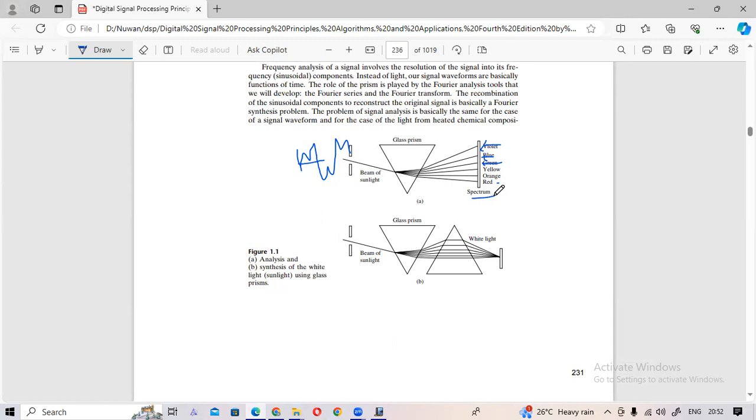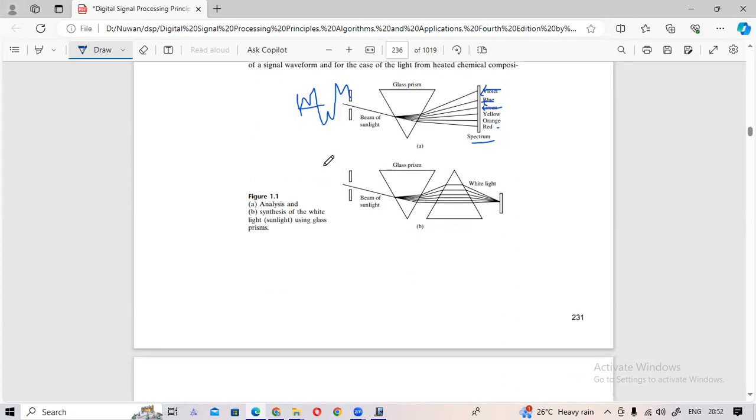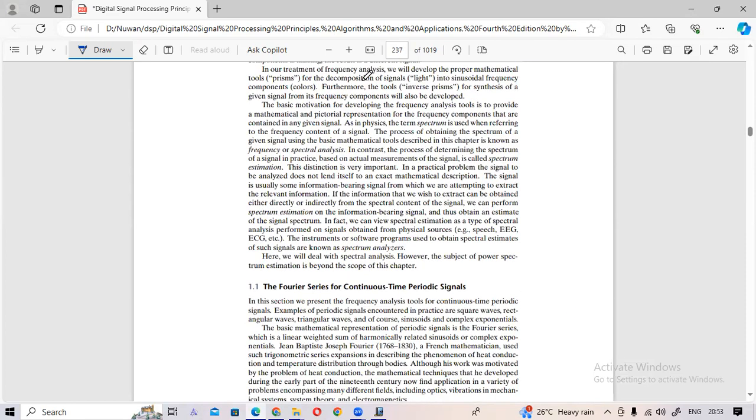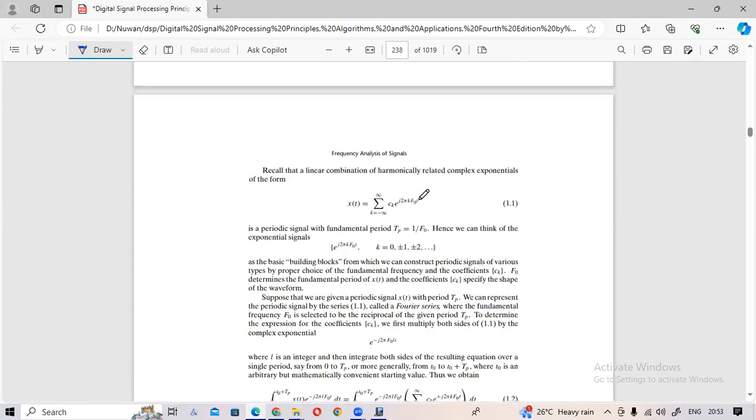And actually in Fourier series we are doing the same thing. If we have this kind of signal and we send it through a prism, or in Fourier analysis, we can get the different frequency harmonics, the frequency components. So that is Fourier analysis. You can read this and get the idea. If you have any problem, you can ask me.